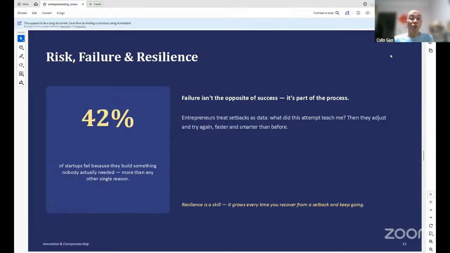So 42% of startups fail because they build something that nobody actually needed, more than any other single reason. And one more thing, when Elon Musk fires a rocket into space, every failure costs him easily 22 million US dollars for the basic rocket. So failure isn't the opposite of success, it's part of the process. Entrepreneurs treat setbacks as data. What did this attempt teach me? And then they adjust and try again, faster and smarter than before.